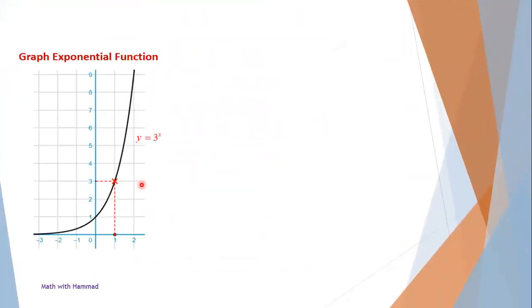Now, if we see the graph of exponential function, suppose that f of x, or y, is equal to 3 raised to power x, then its graph shape looks like this. This is a graph of y is equal to 3 raised to power x. Almost all the graphs of exponential function look like this.